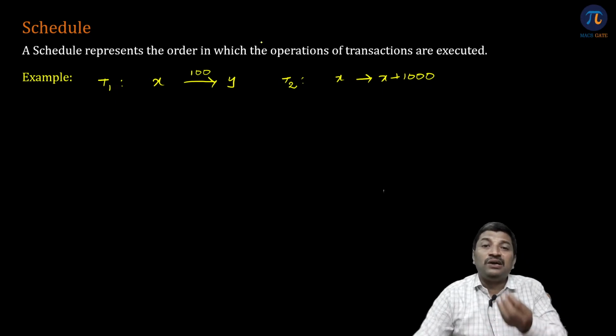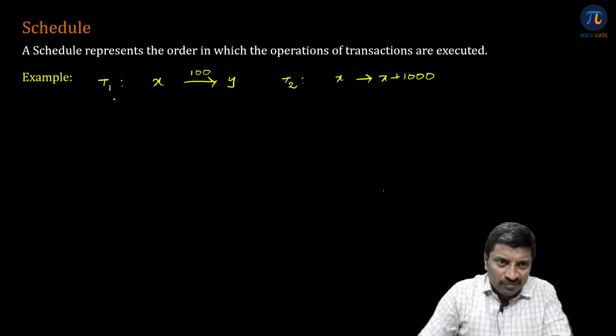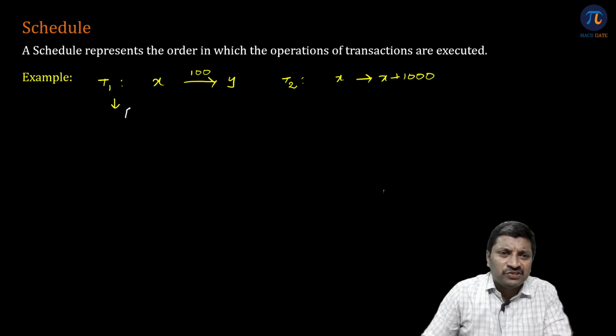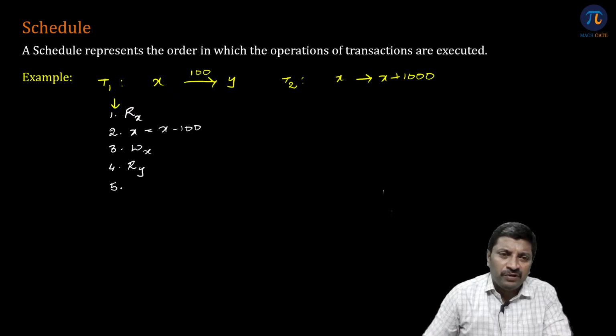Now, what is the order of the operations? Not the order of transactions, sir, the order of the operations. When coming to the first transaction, what can be the operations, sir? First, I want to read the value of X. That is my first operation. Then I want to update, that is, subtract 100 rupees from X. I want to write back the updated value of X to the database. Then I want to read the value of Y. We need to update the value of Y, and that value I need to store back to the database.